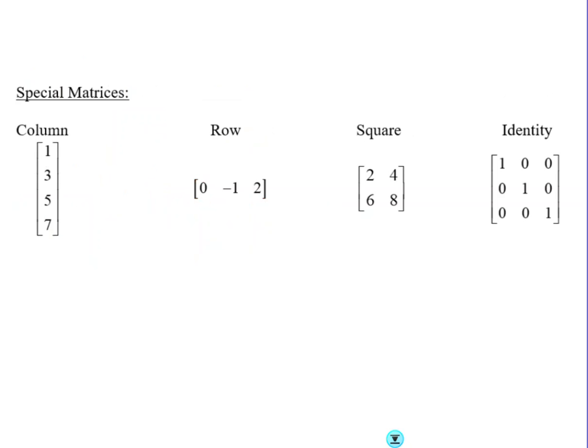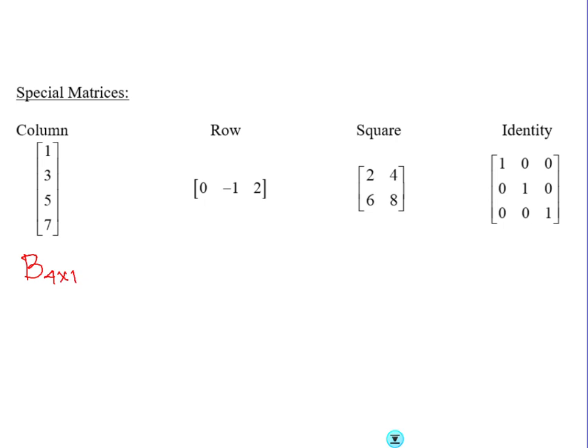There are some special matrices. We have a column matrix, where your matrix is just one column of numbers. If we're going to name this one, I can pick a letter. I'm going to call this matrix B, and this is a 4 by 1 matrix, because we have 4 rows and 1 column.